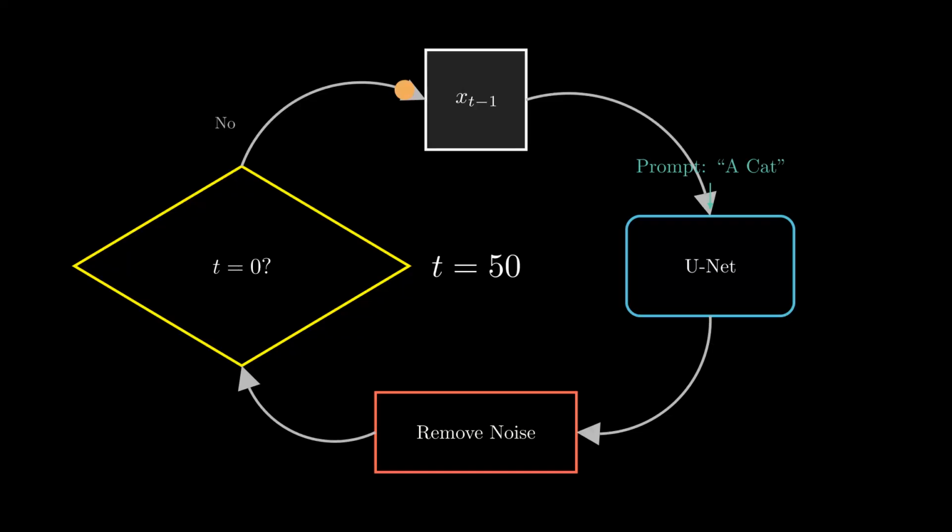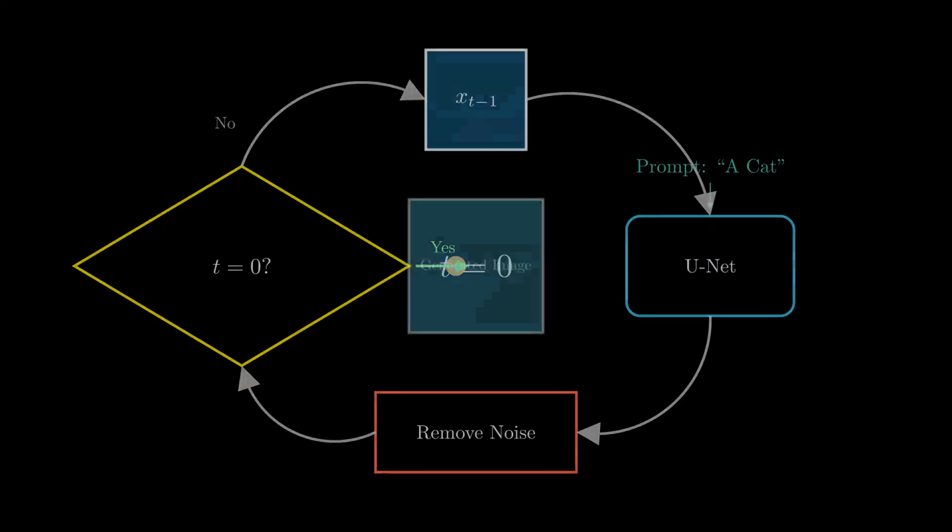But notice, the image at the top is now slightly less noisy than before. We repeat this cycle dozens of times. Predict noise, subtract, repeat. With every single loop, the chaos recedes and the structure of our prompt, the cat, emerges from the static. Finally, when the counter hits 0, the noise is gone. The loop breaks and we are left with our final, clean-generated image.